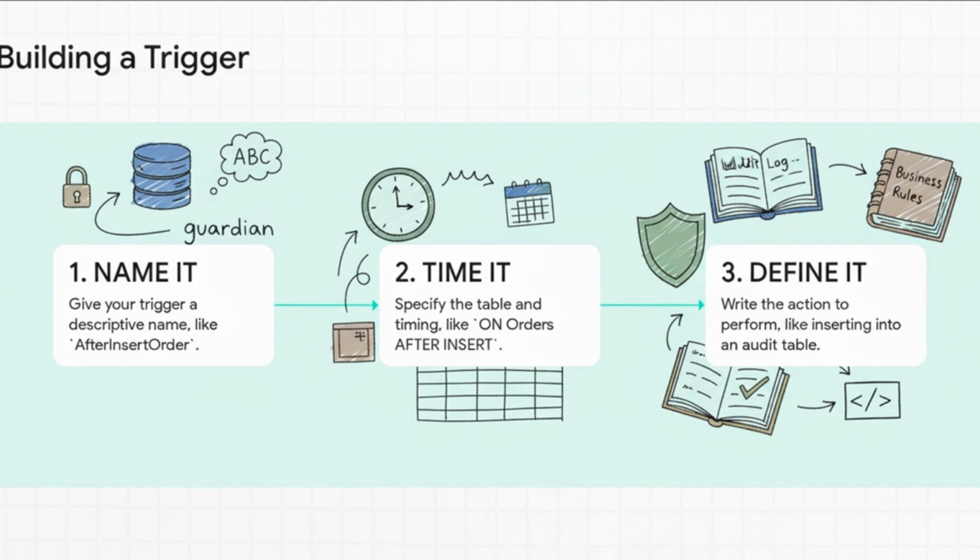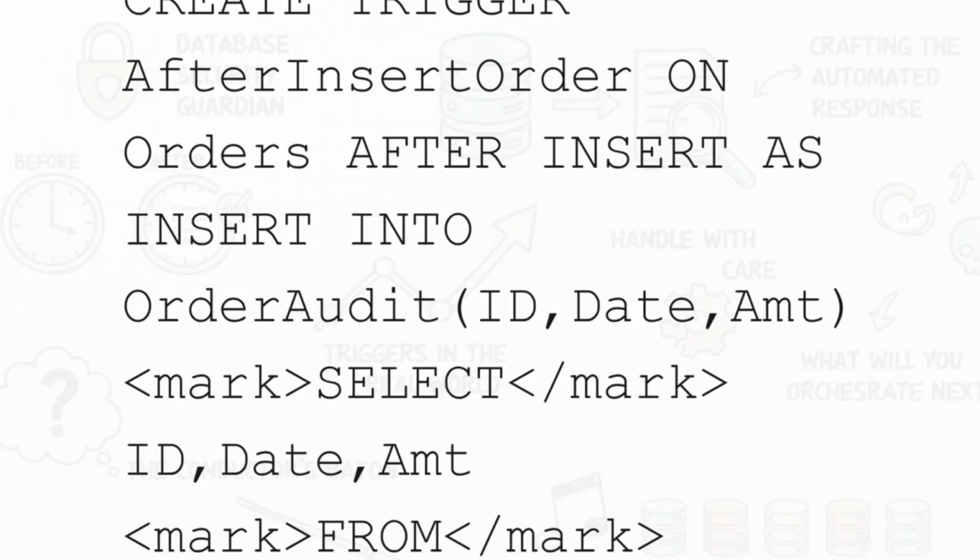This is where you write the actual logic, the thing you want it to do. And here's what that looks like all put together. We create our trigger, point it at the orders table, tell it to run after insert, and then define our action. Now, the really cool part here is that special inserted table. It's a temporary table that magically holds the brand new data from the insert. That makes it super easy to just grab that new data and copy it right into our audit log. It's clean, it's simple, and it's totally automatic.